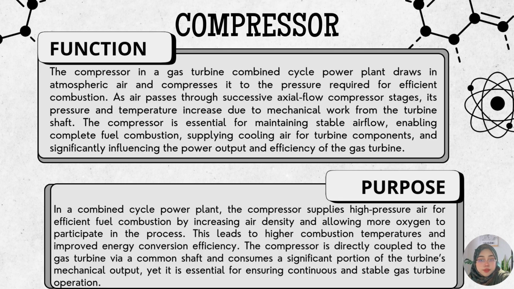So next, for the purpose, in the combined cycle power plant, the compressor supplies high pressure air for efficient fuel combustion by increasing air density and allowing more oxygen to participate in the process, and this leads to higher combustion temperature and improved energy conversion efficiency.